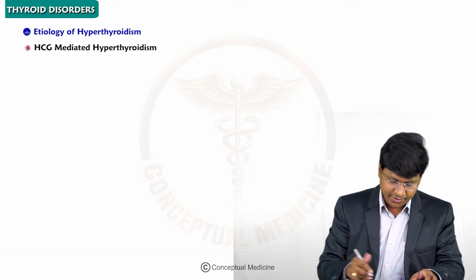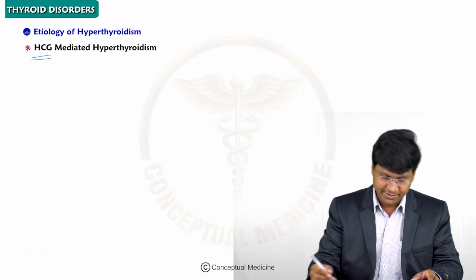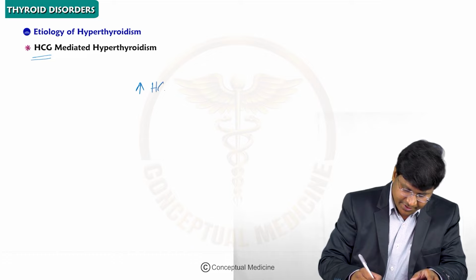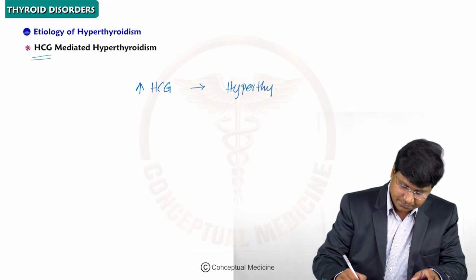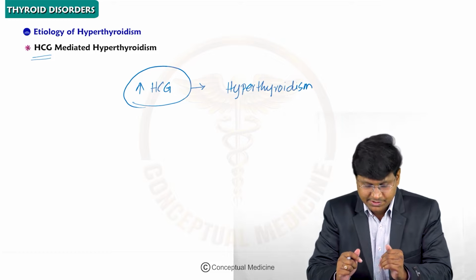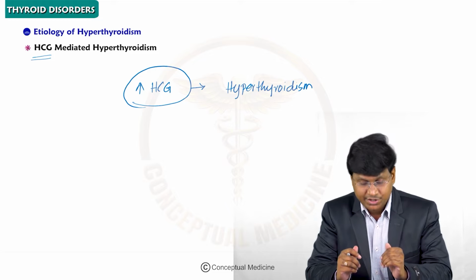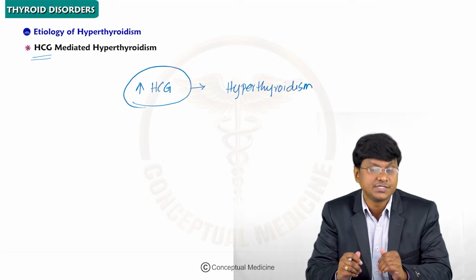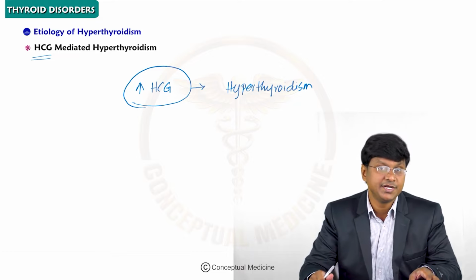And the next important etiology is HCG mediated hyperthyroidism. So what is this HCG mediated hyperthyroidism? More and more HCG being produced can cause hyperthyroidism. Now, how is this? Human chorionic gonadotrophin has a structure similar to that of TSH, right? And this HCG can stimulate the thyroid follicular cells similar to TSH. Okay, so that is what is called HCG mediated hyperthyroidism.